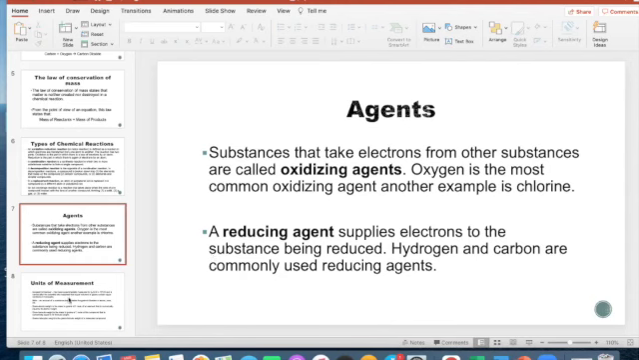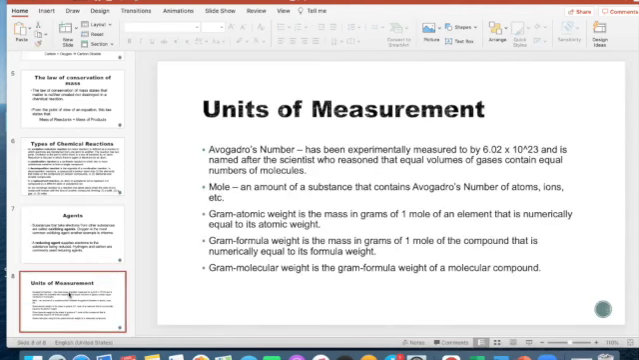All right. And then we have our units of measurement. Okay, so Avogadro's number is 6.02 times 10 to the 23rd power, and it's named after Avogadro. And he reasoned that equal volumes of gases contain equal numbers of molecules. All right. The next unit of measurement is the mole. Okay, so this is an amount of a substance that contains Avogadro's number of atoms, ions, etc.